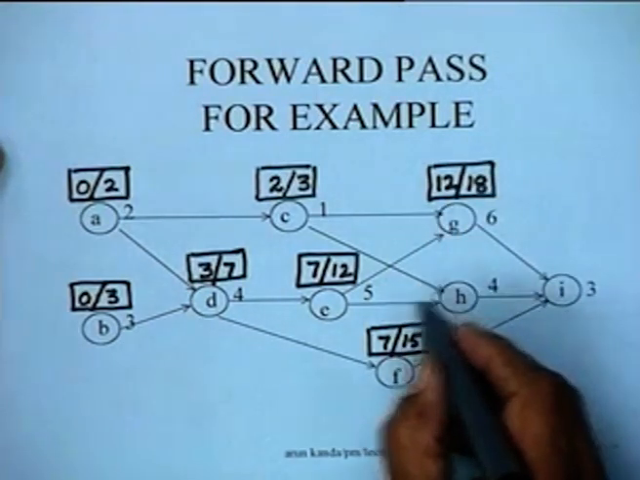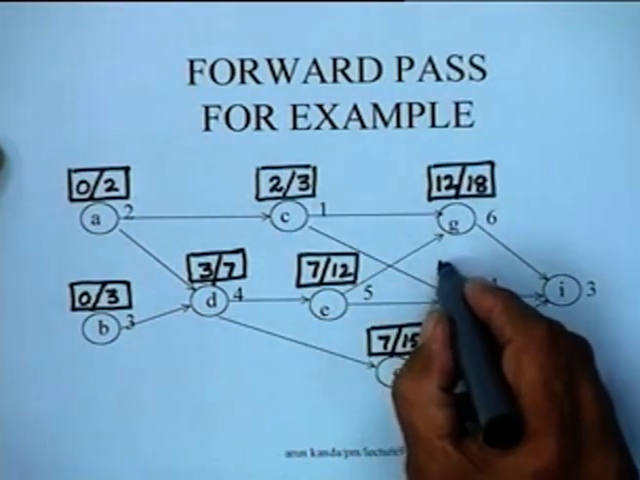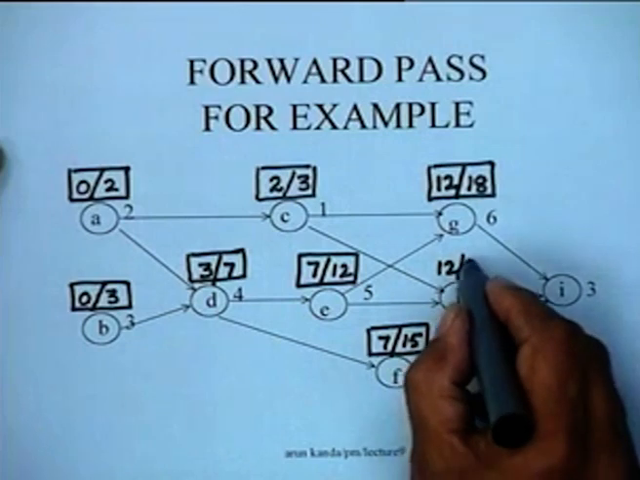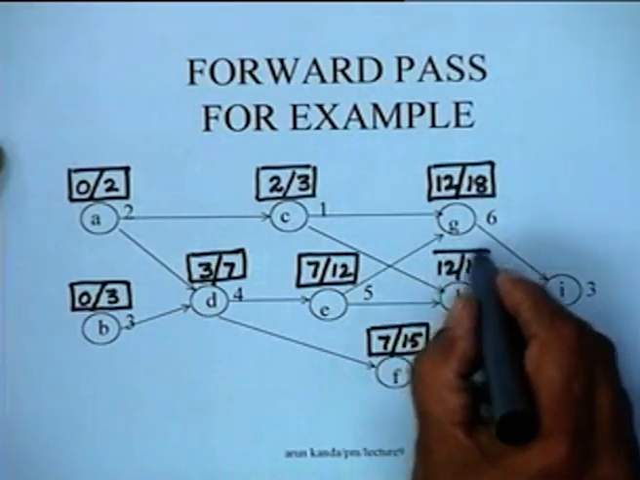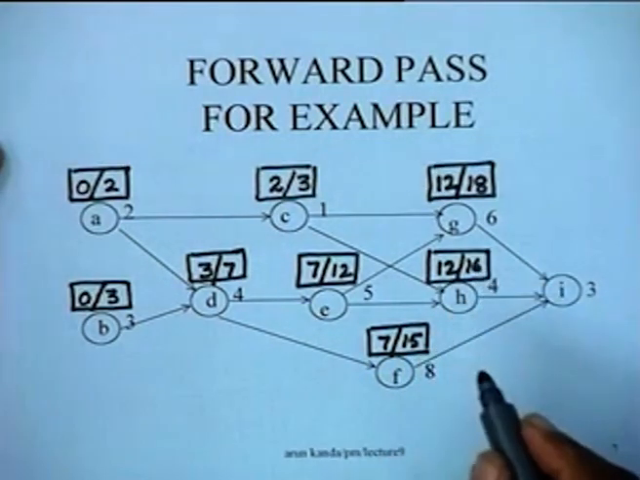For job H, which has these two predecessors, the larger of the two is 12. So 12 and 16 is going to be the early start and early finish for job H.